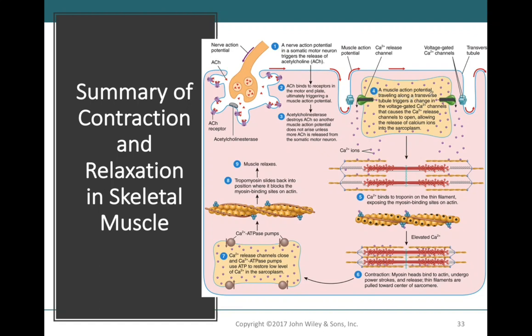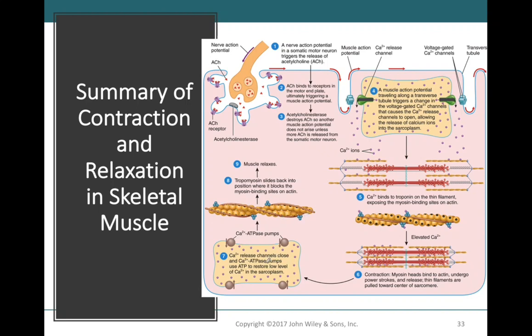Then, to restore the concentration of calcium in this sarcoplasmic reticulum, we're going to use the calcium ATPase pumps that are always pumping, those are constitutively active, to bring calcium back into the sarcoplasmic reticulum. And when all the calcium has entered back into the sarcoplasmic reticulum, troponin will eventually lose that calcium, and that's going to change its shape back to allow for tropomyosin to cover these myosin binding sites on the actin.